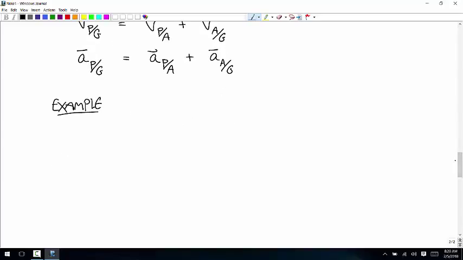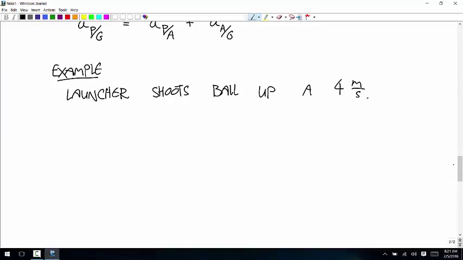Okay, so let's say that you have a launcher that can shoot a ball up at 4 meters per second. And now you put it on a cart, and the cart is rolling 3 meters per second to the right while you launch an object up into the air.